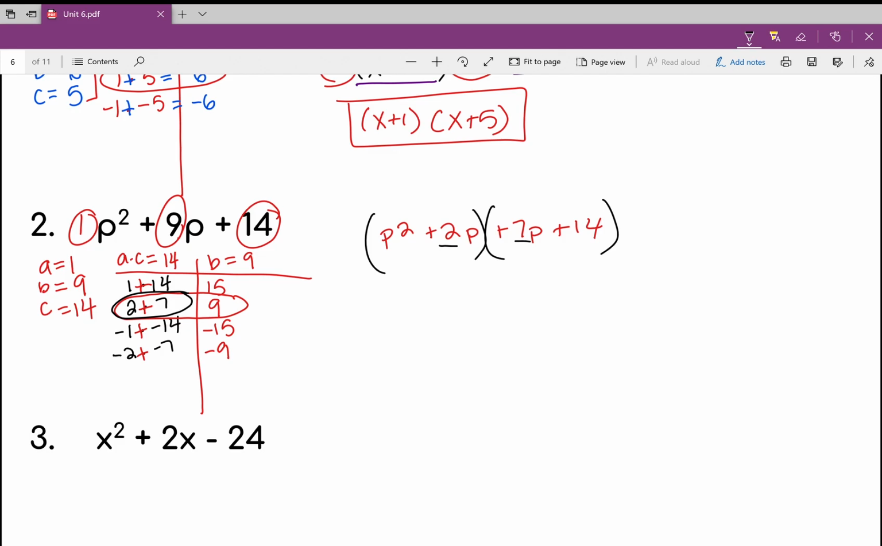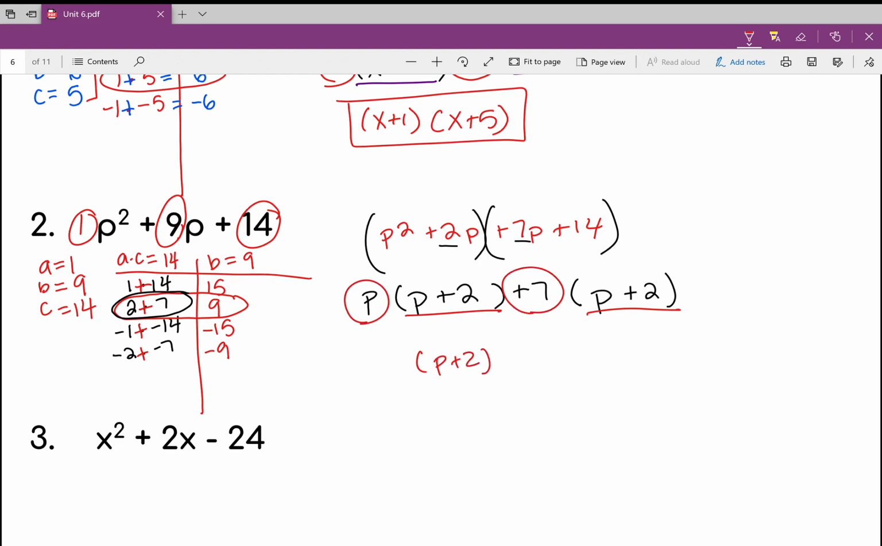So p squared and 2p, they have a p in common. p squared divided by p is p. 2p divided by p is 2. 7p and 14, they have a 7 in common, so plus 7. 7p divided by 7 is p. 14 divided by 7 is 2. Notice my parentheses match. That means I did something correct. So my answer is p plus 2, and then my outsides, p plus 7.